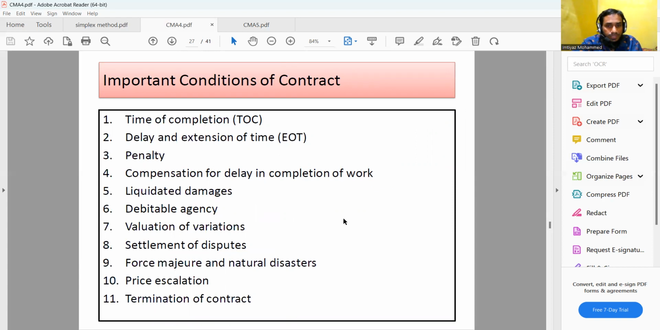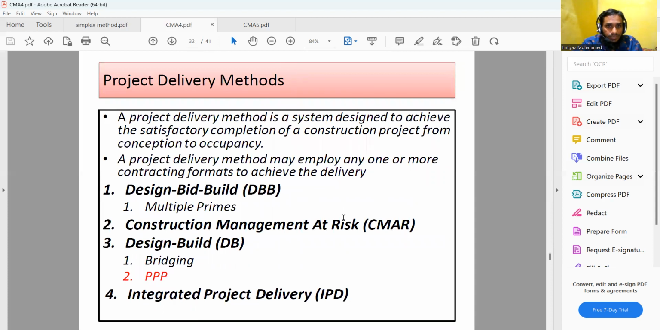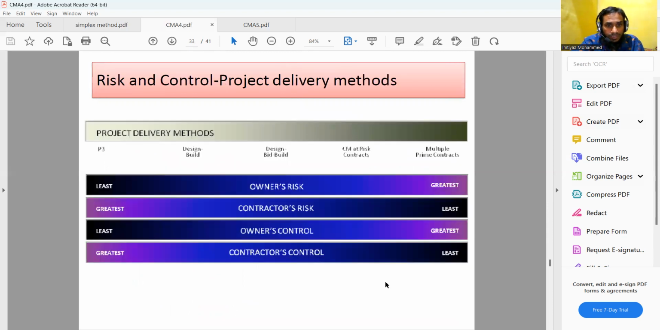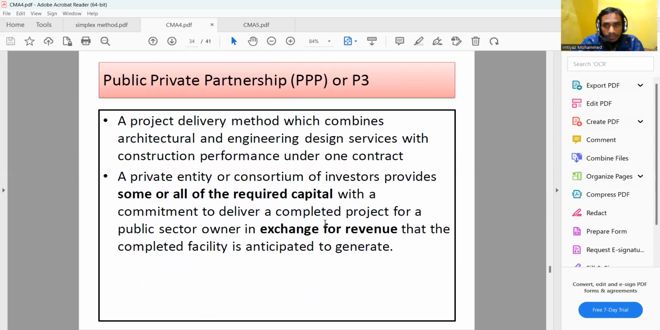I have discussed this at large in the class already, and you have these project delivery methods which I couldn't cover much. Apart from the ones mentioned in the syllabus, in this particular subject matter we have design-bid-build, construction management at risk, design-build, bridging, PPP, and integrated project delivery. These are not part of the updated syllabus which we are looking at.